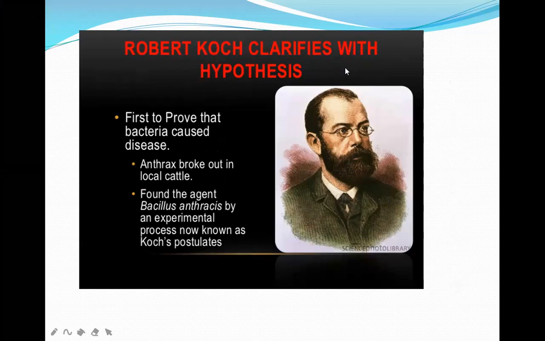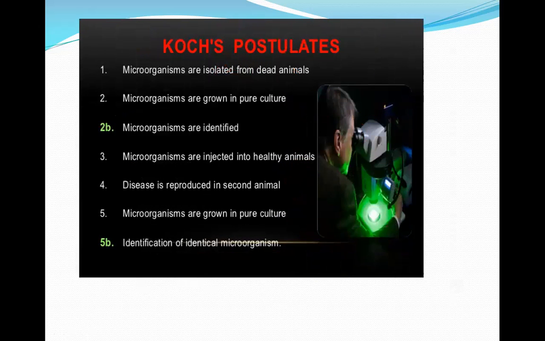Robert Koch clarifies his hypothesis. First, prove that the bacteria caused disease. Anthrax broke out in the local cattle, and he found the agent Bacillus anthracis by an experimental process now known as Koch's postulates. But see here, these are the steps. Actually, what is Koch's postulate?